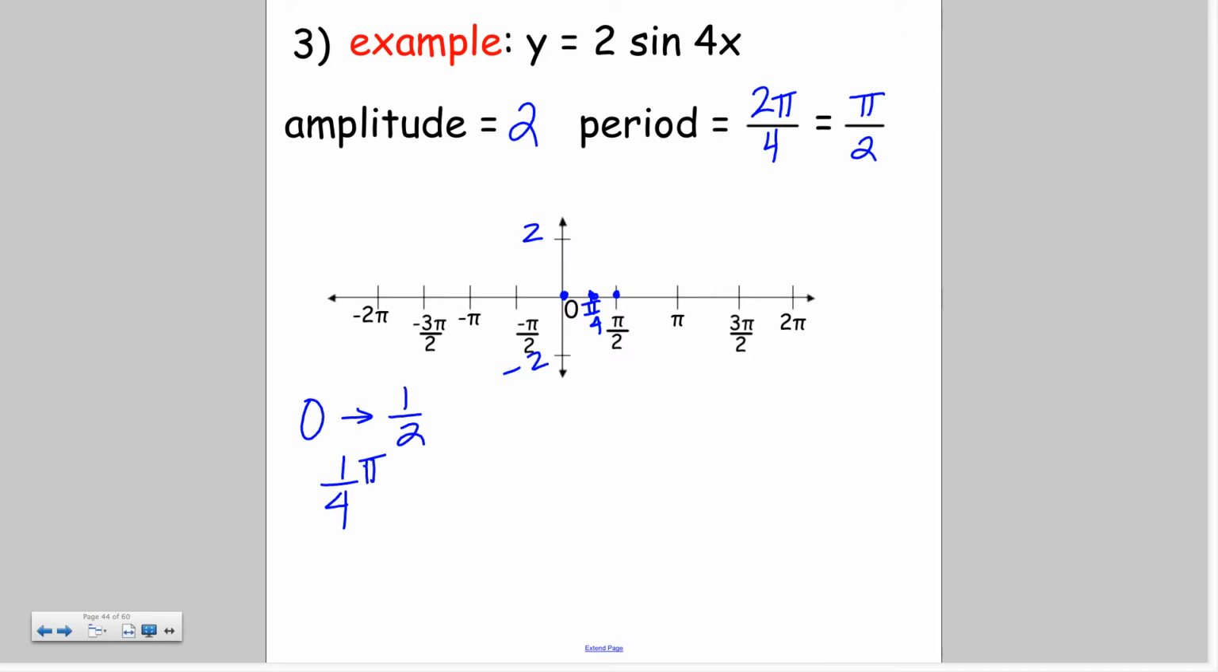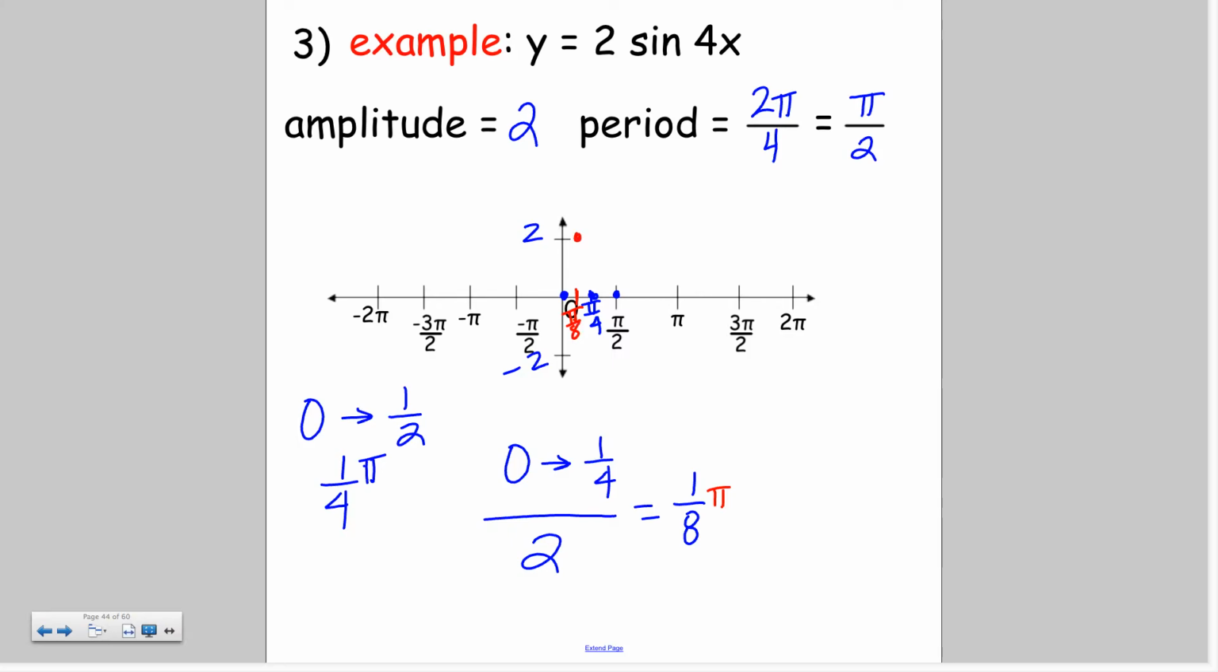Then I'm going to do the same thing between 0 and 1/4. The average, remember, to find average, you add them up, and you divide by 2. So that average is 1/8. We're going to stick a pi in there. So 1/8 pi goes here, or pi over 8. That's going to go all the way up to our amplitude.